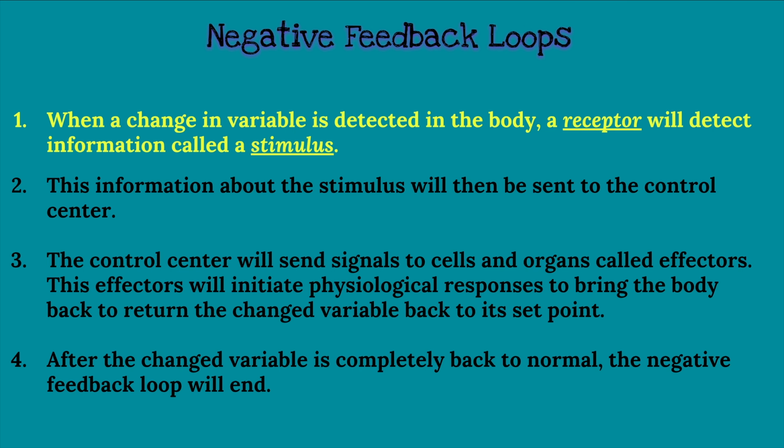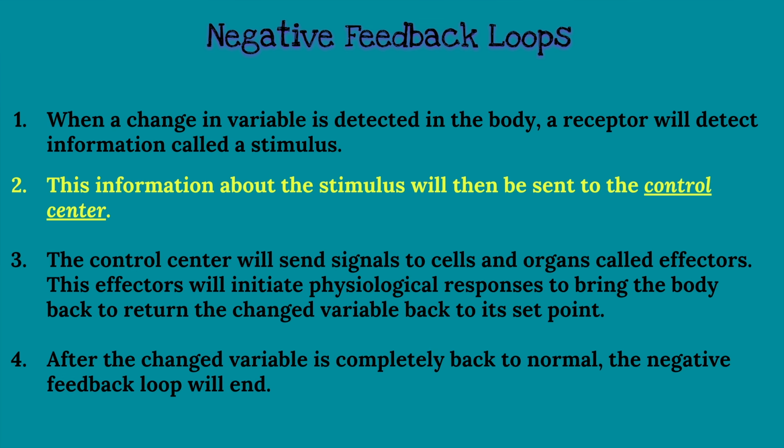Negative feedback loops. So let me break it down for you guys. When a change in variable is detected, and remember, a variable can be anything from fluid in the body, temperature, pH, or blood pressure. So once a change in this variable is detected, a receptor will pick up this change. Secondly, the receptor will send this stimulus to the control center. The control center can either be the nervous system or the endocrine system.